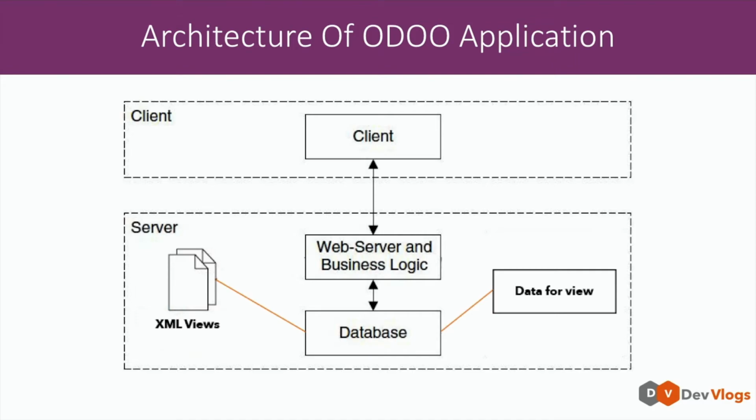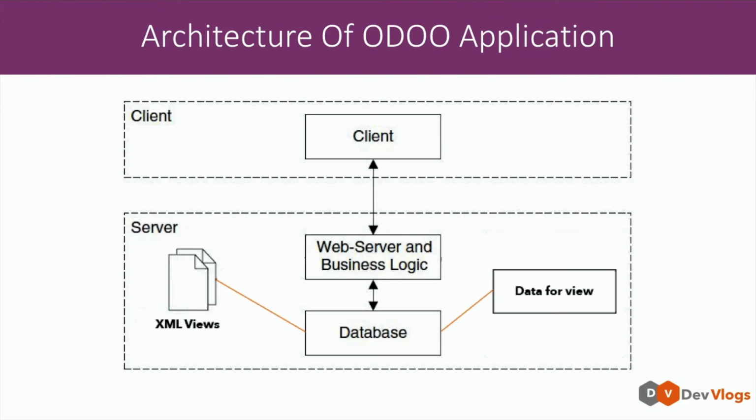And in the client, that is the browser, is where the magic happens. The XML views are sent as XMLs, and the data is sent as JSON. The JavaScript in the browser converts the XML views, puts the data according to the particular fields, fills it up and shows it to you.